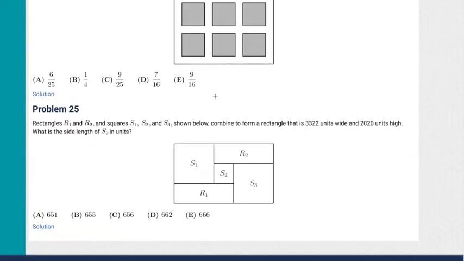Alright, number 25. You've got some rectangles and some squares combining to make a rectangle that is 3322 units wide, like this, wide, 3322, and you got 2020, current year, units high. We want to find the side length of S.